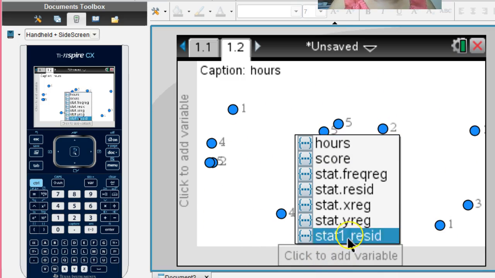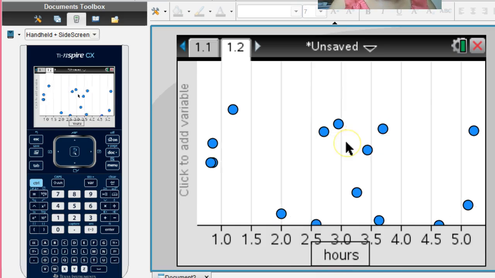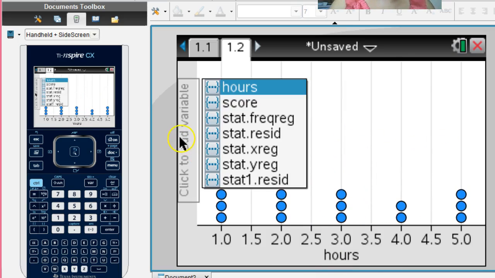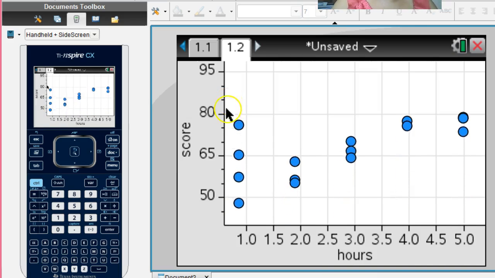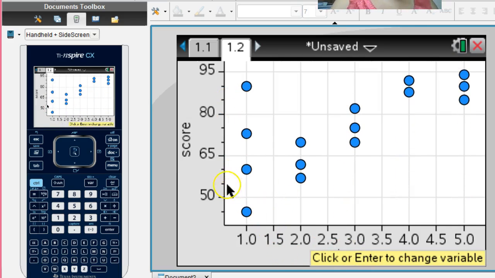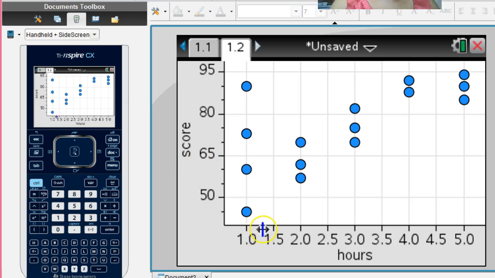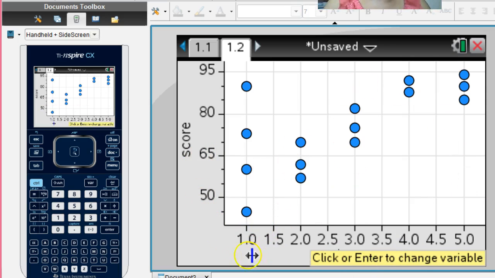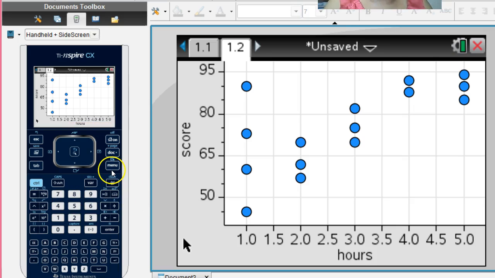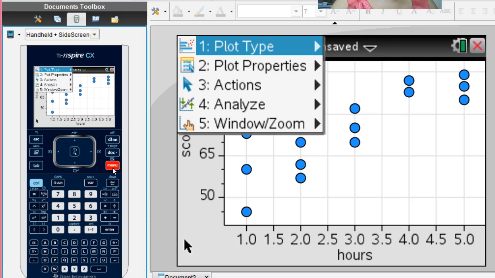I'm going to go ahead and let the x-axis be the hours and the y-axis be the score to see if hours is the independent variable and score depends on hours. And then as you can see here, now we have our scatter plot. To find the best fit line, the calculator uses the least squares. And that will basically find the best fit line if one exists.